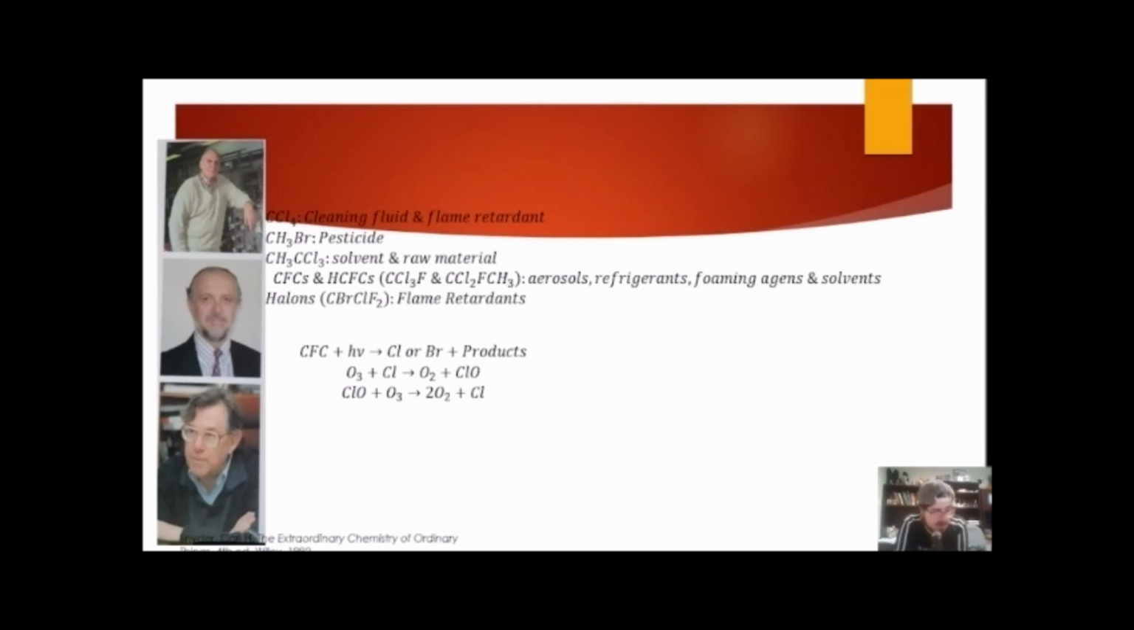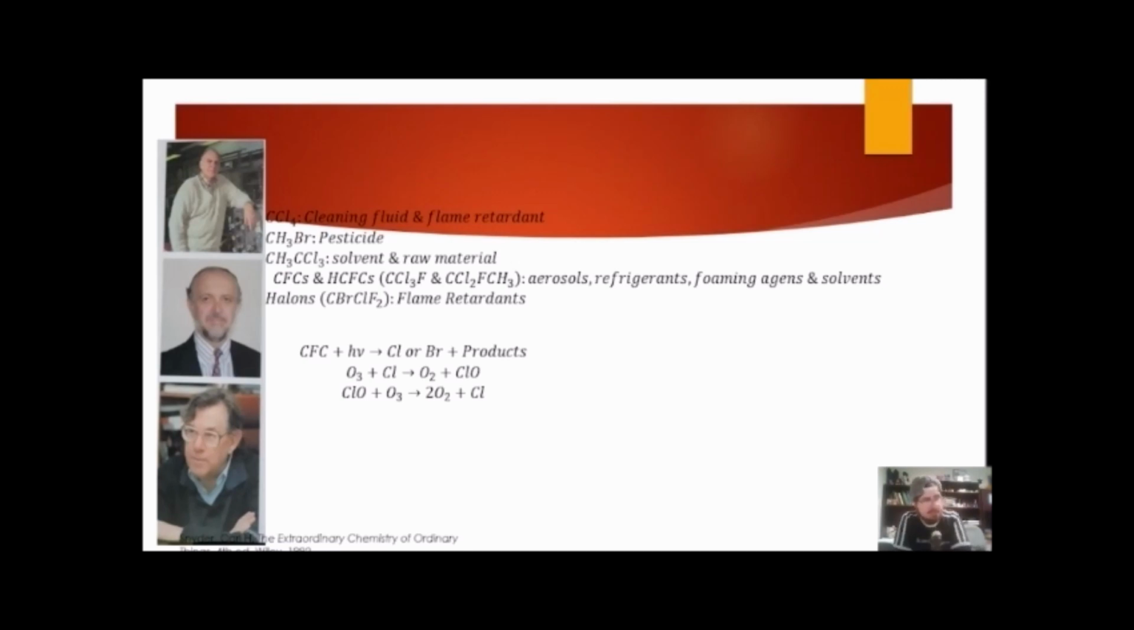And things like halogens, which are polyhalogenated alkanes, like bromochlorodifluoromethane, also another flame retardant. Essentially, you can put out fire with this. All these were very safe until they weren't.